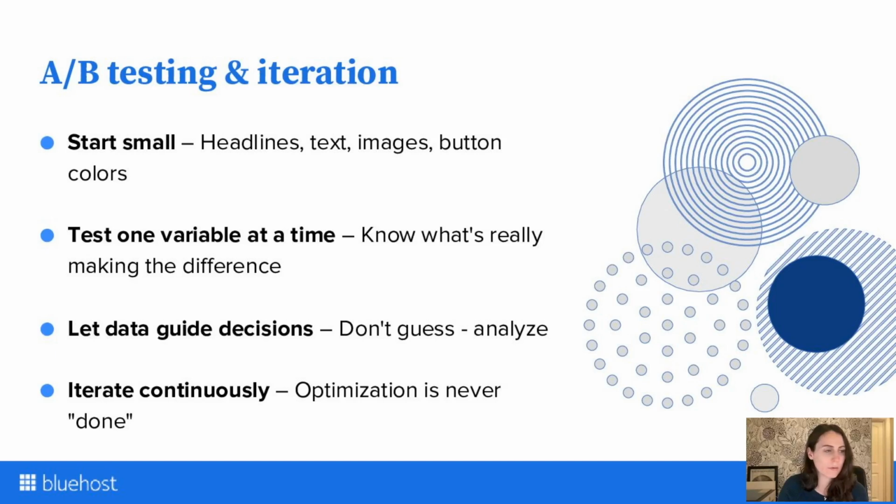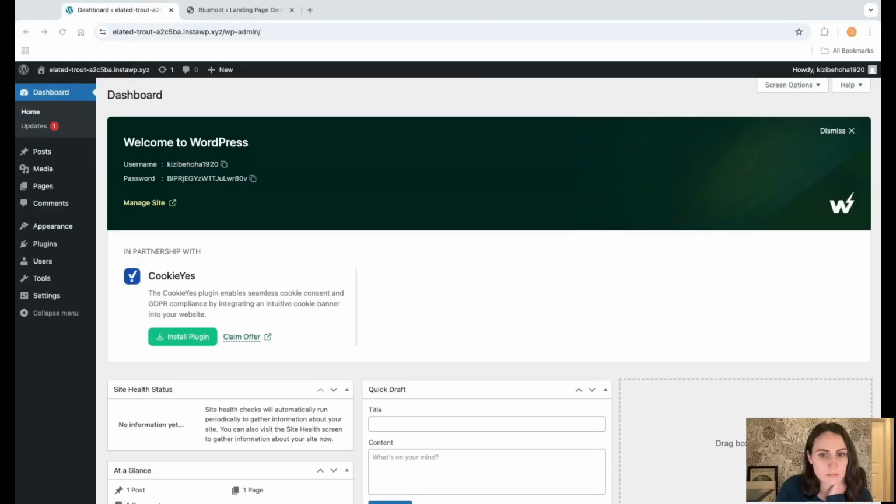So with all of that being said, I want to jump into a quick demo of building a landing page using WordPress and Gutenberg. I'm going to go ahead and share my screen here. Okay, I'm hoping that we can see my screen, and I'll jump right in. Give a thumbs up if you can see it. Okay.